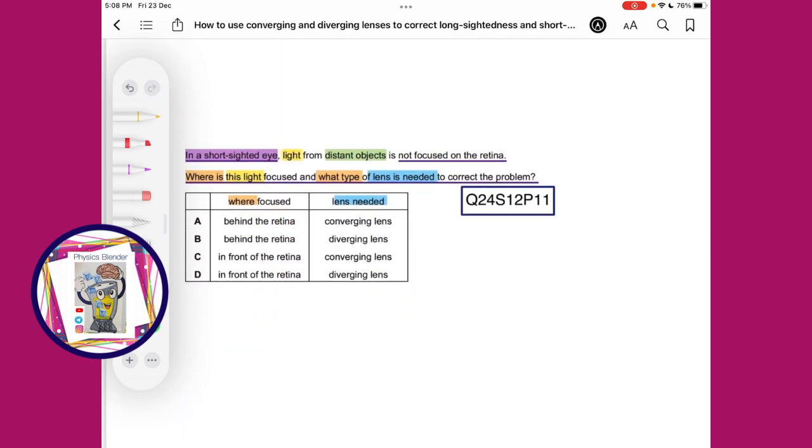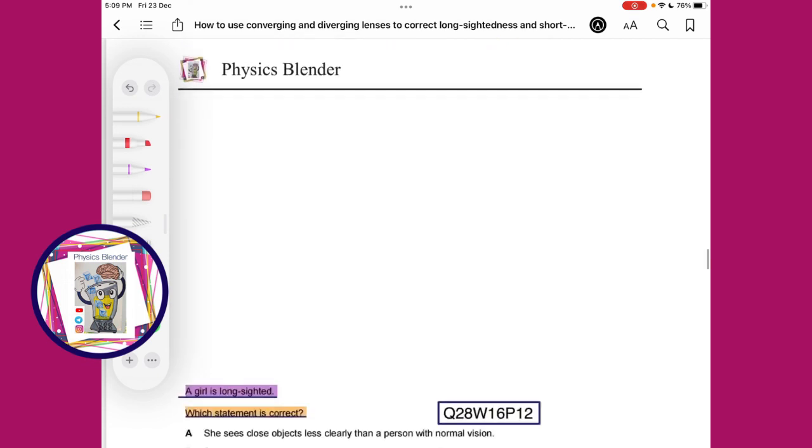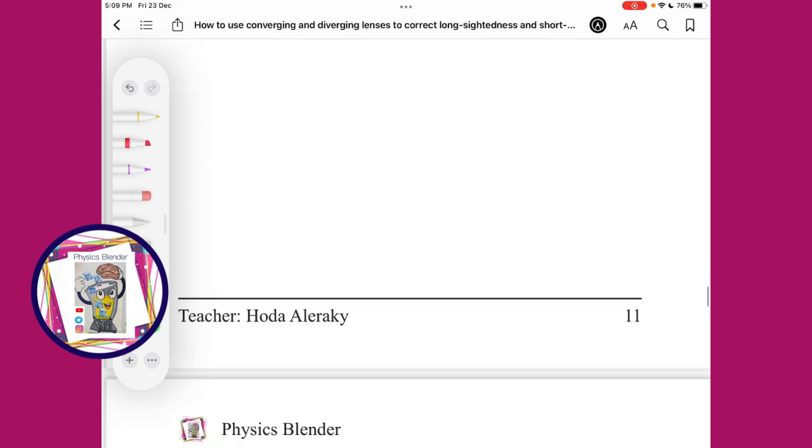Question number 5. In a short-sighted eye, light from distant objects is not focused on the retina, right? But is it in front of or behind? In short-sightedness, the image is formed in front of the retina. So we have to exclude A and B. And how can it be corrected? To correct this problem, you have to use a diverging lens. So the answer is D. Is it clear?